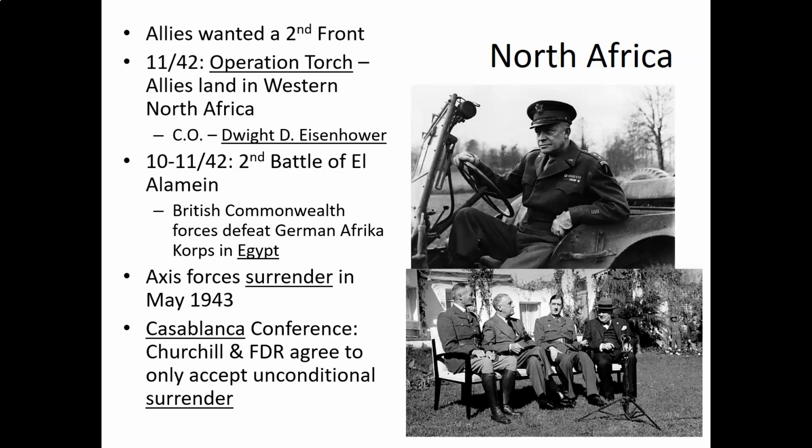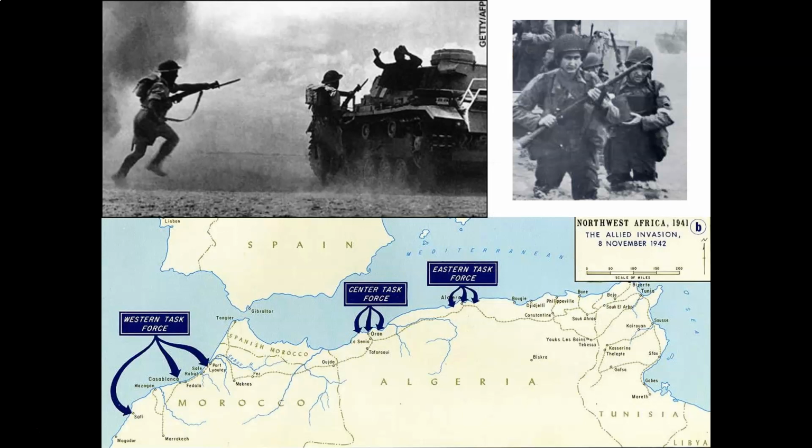So one other thing that we need to talk about here is the Casablanca Conference. This is where Churchill and FDR agreed to only accept unconditional surrender from the Germans, which means they're going to fight them until they break them. For all intents and purposes, it means they're going to fight them until Hitler's dead, and then somebody chooses to surrender.